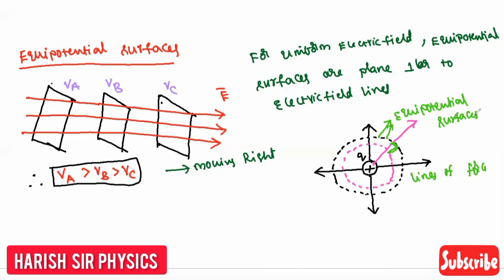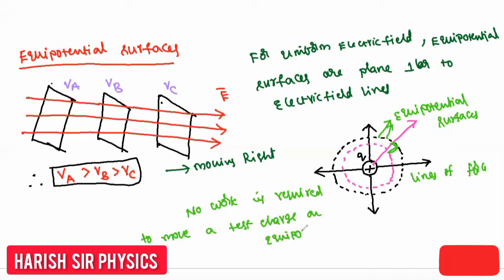Here, no work is required to move a test charge on the equipotential surface, because an equipotential surface has a constant value of potential at all points on the surface.